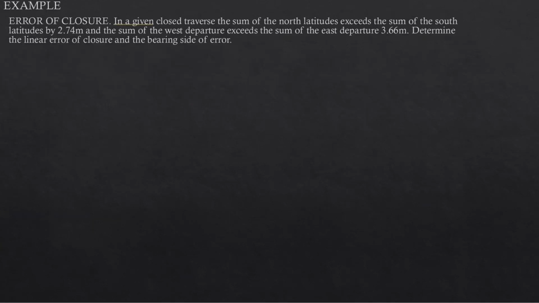Okay, so next example, error of closure. So meron tayong given closed traverse. In a given closed traverse, the sum of north latitude exceeds the sum of south latitudes by 2.74 meters, and the sum of the west departure exceeds the sum of the east departure by 3.66 meters. So determine the linear error of closure, LEC, and the bearing side of error.